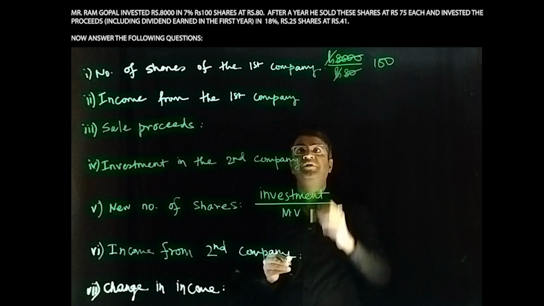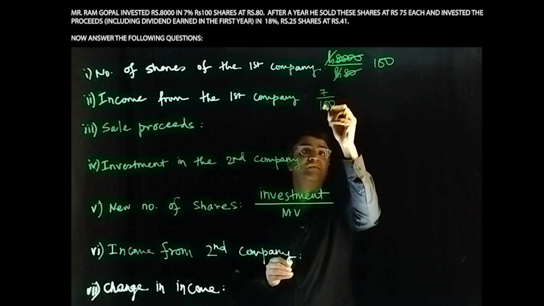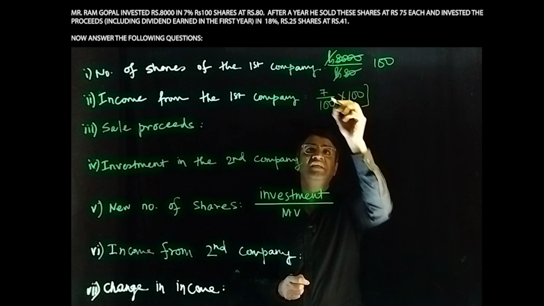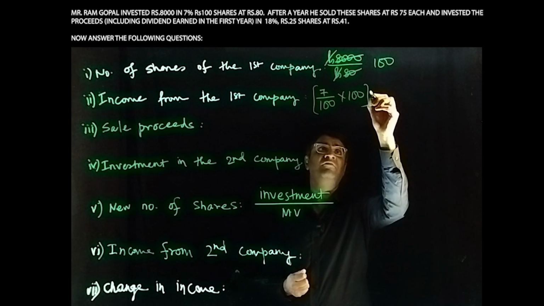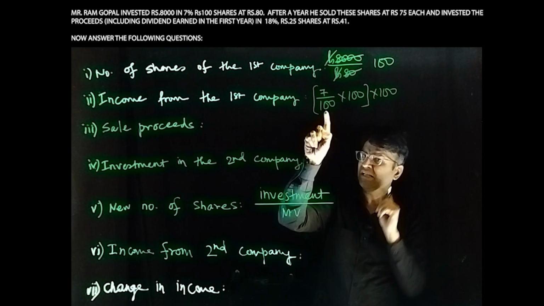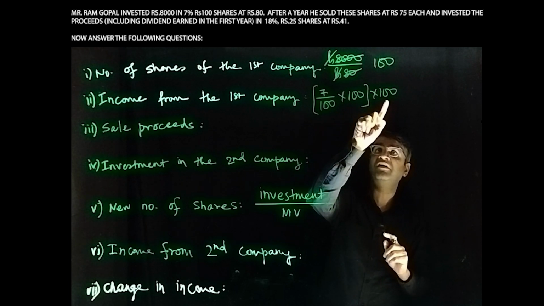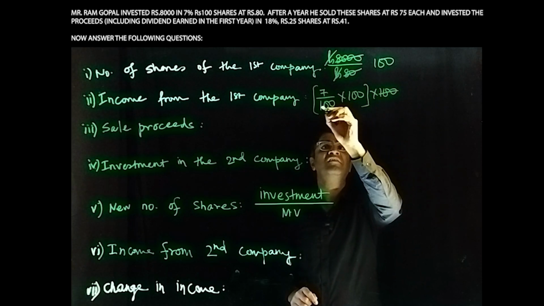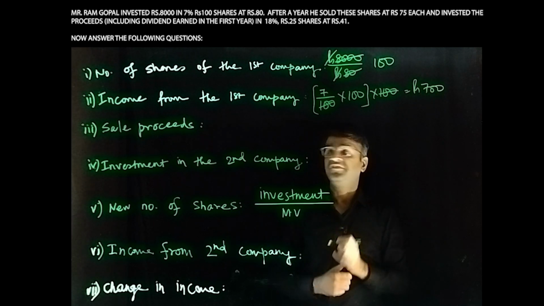Income from the first company. Let's see. The rate of dividend is 7%, so there has to be 7 by 100. Nominal value is also 100. So this gives me income from one share. How many shares does he have? 100 shares. Now please don't get confused. This 100 is for the percentage. This 100 is for the nominal value. And this 100 is for the number of shares. Now this gives us rupees 700 income from the first company.